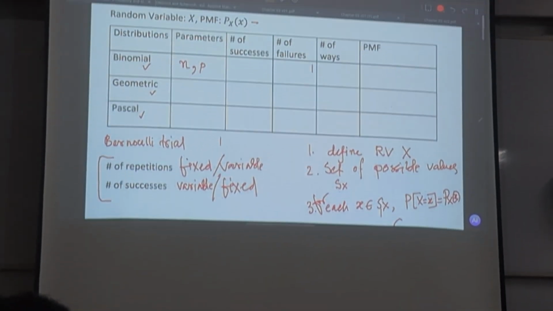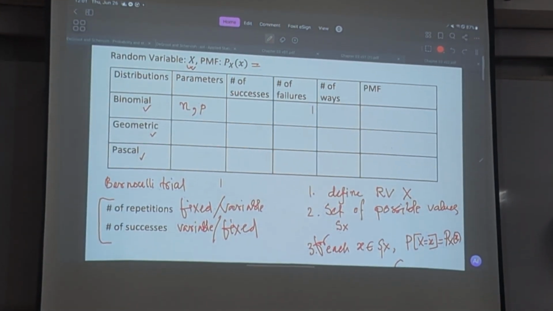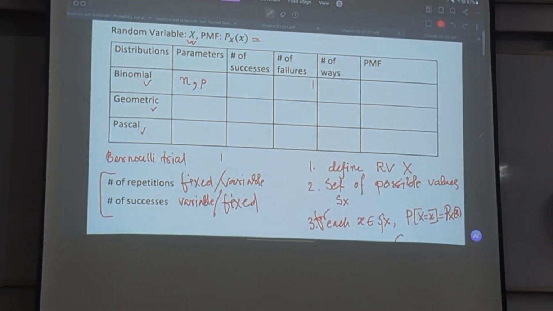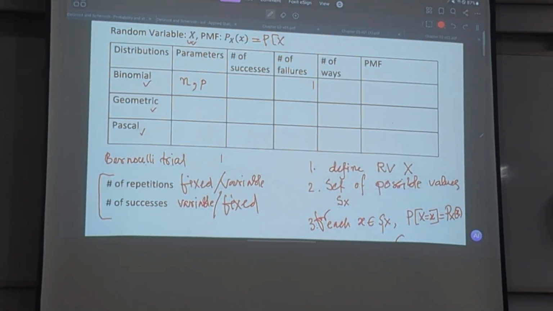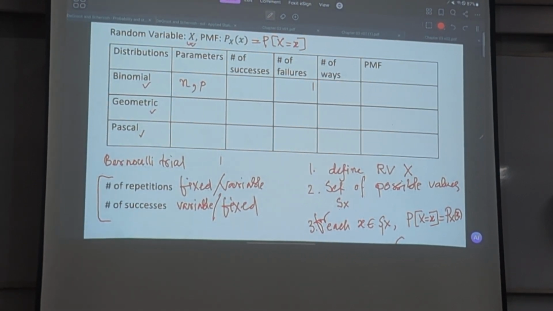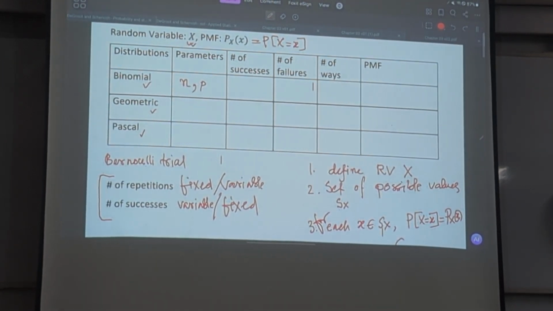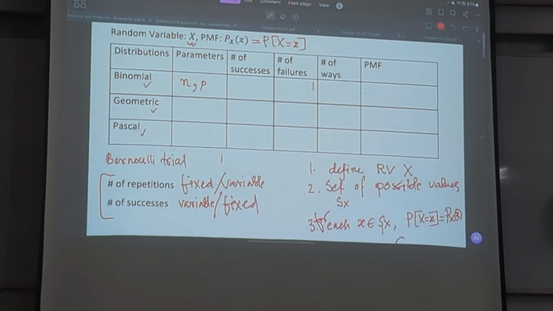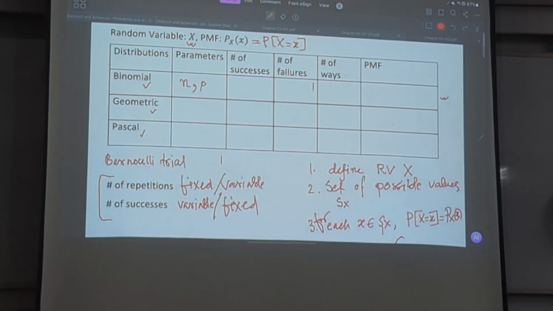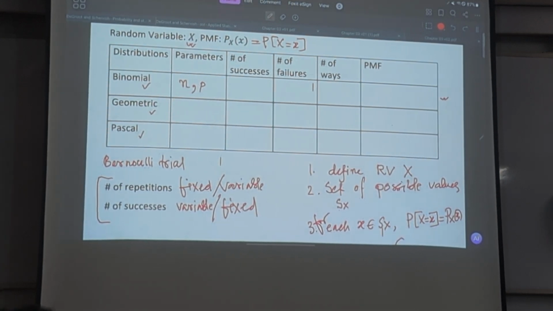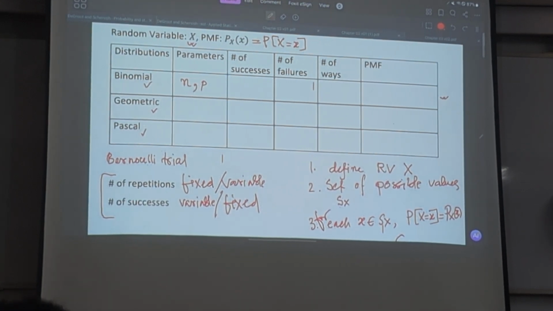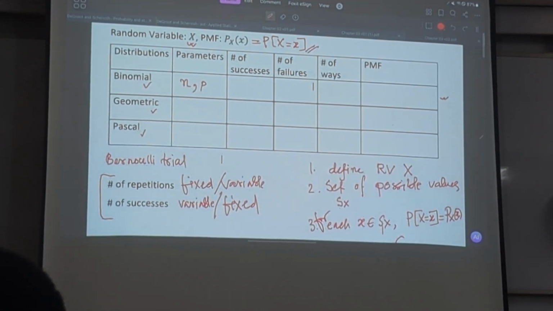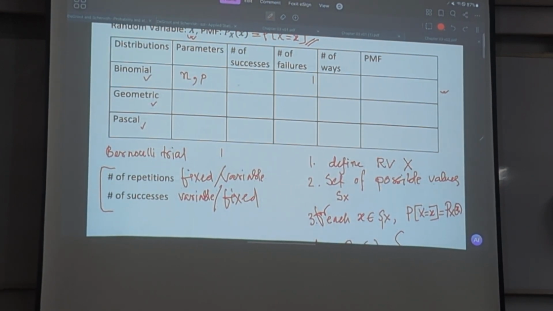This PMF is defined. The random variable will always be x, and we will denote the PMF by p subscript x, bracket x, and this actually is a probability representing x as a value. Okay? So our goal is, if we define the PMF here, we will actually write down the probability of x. To find this probability, actually we need to identify what is the number of successes.